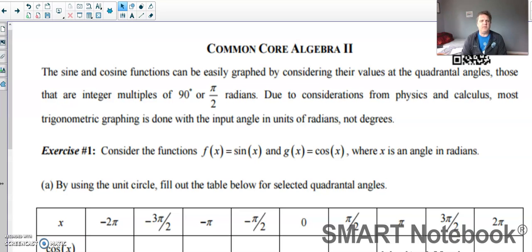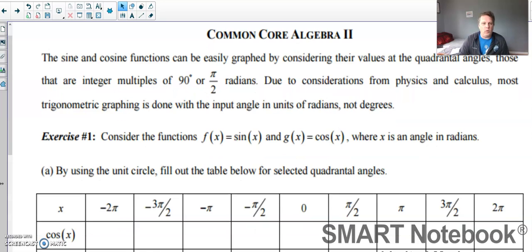So the sine and cosine function can be easily graphed by considering their values. This is lesson 6. At normal multiples for starters, every 90 degrees, or pi over 2 radians. Due to considerations from physics and calculus, most trigonometric graphing is done with the input angles in units of radians, not degrees. That is true. So when we graph them, they will be in radians, but when you go to find the values, you can use degrees.